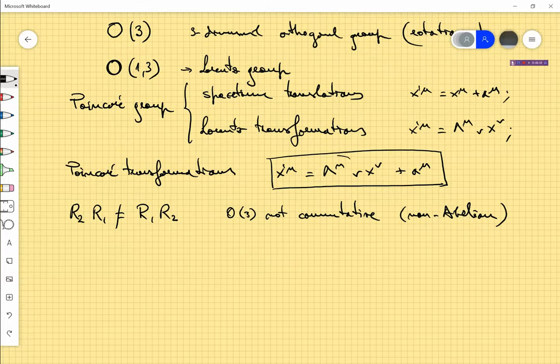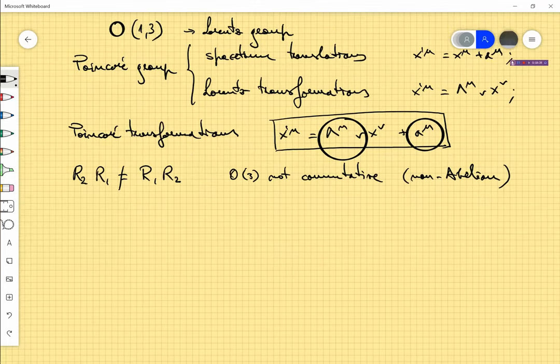The next step will be to study in a bit more detail what the form of these Poincaré transformations is. We know the form of the space-time translations. So we just need to study what this lambda^mu_nu is. We want to relate the components of this lambda^mu_nu with the parameters that tell us how one inertial frame moves with respect to the other.